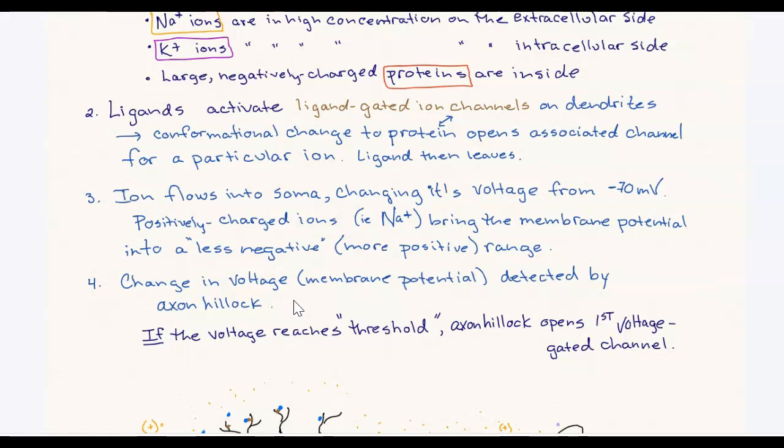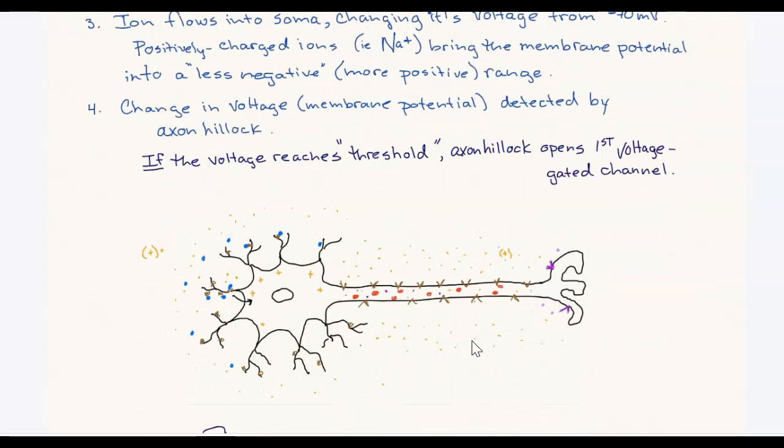And if that voltage difference on the inside becomes positive enough that it reaches a mark we call threshold, then the axon hillock is going to open a gate, but this time it's going to be a voltage-gated channel. It will do that once it's added up all these plus charges and they have reached a threshold. In other words, the cell has become positive enough on the interior right now, then this V gate that you see here, or voltage gate, this very first one, is going to open, and that's the axon hillock's job.